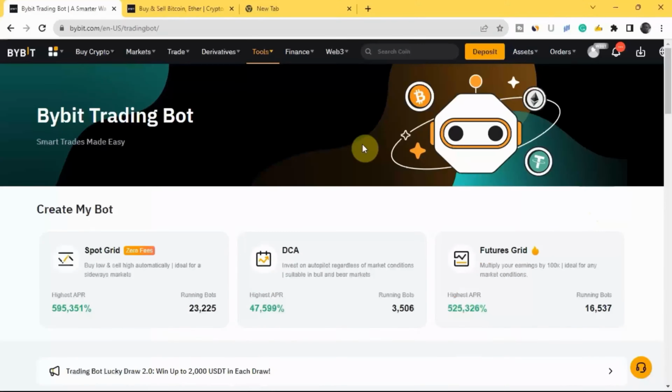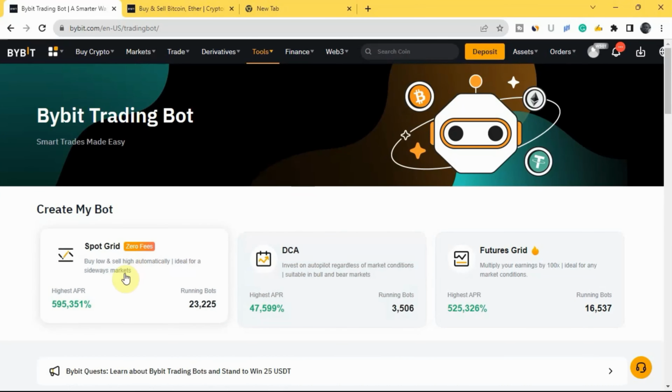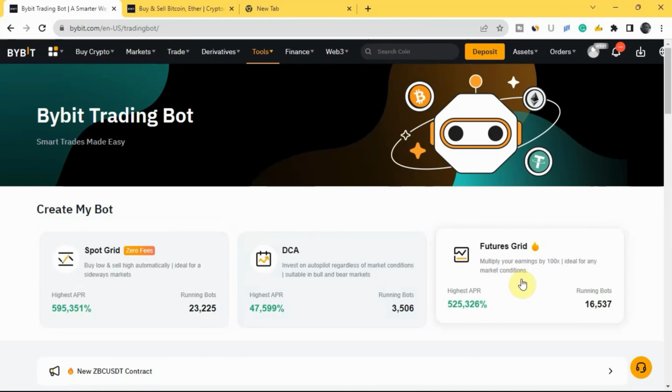Now, the ByBit trading bot has 3 different subsections, as you can see on the screen. They are spot grid, DCA, which is also known as dollar cost average, and the third one is the futures grid. I'm going to be explaining these 3 trading bots to you and how to use them. So again, please pay attention in this video so you can understand how to use them. I'm going to be starting with the DCA, and then I'll come to the spot grid, and I'll end the video with the futures grid.